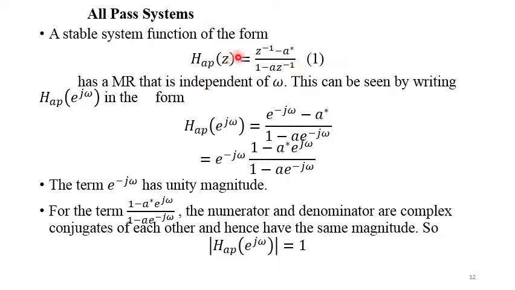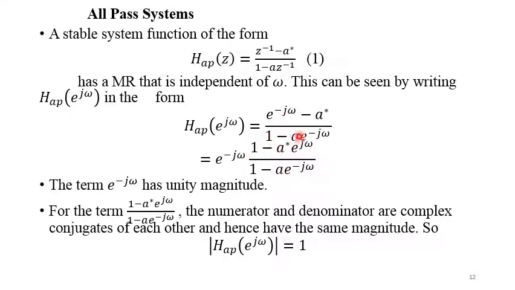Replacing Z by e power j omega, we have e power minus j omega minus A star. You understand star means the conjugate. And we have 1 over 1 minus A e power minus j omega. Now taking e power minus j omega common, we have 1 here, and A star e power j omega over 1 minus A e power j omega. You understand the magnitude of the complex exponential with unit amplitude is 1, so it has unity magnitude.